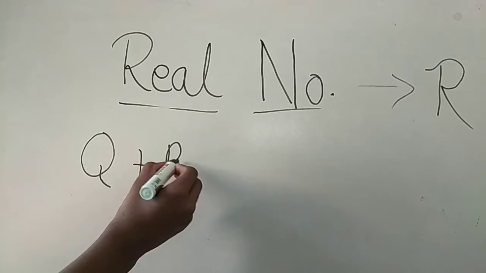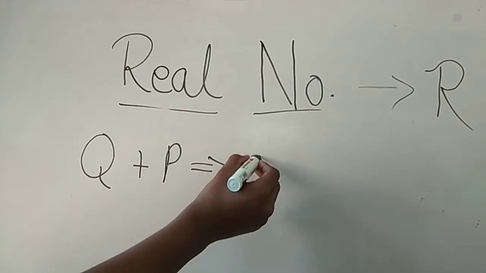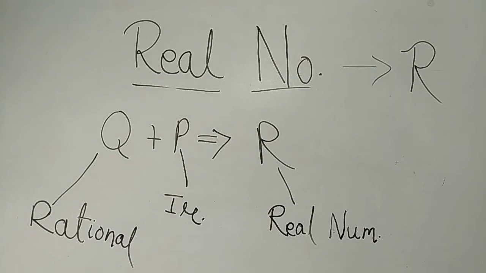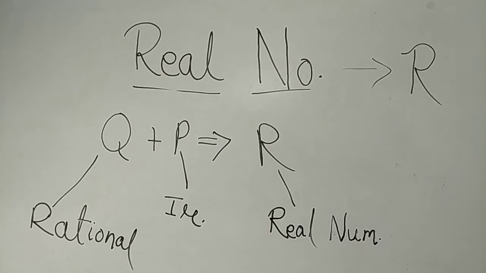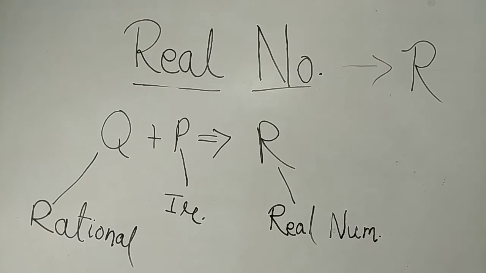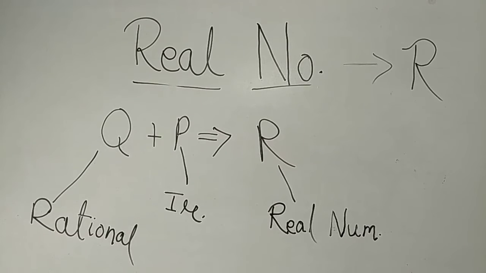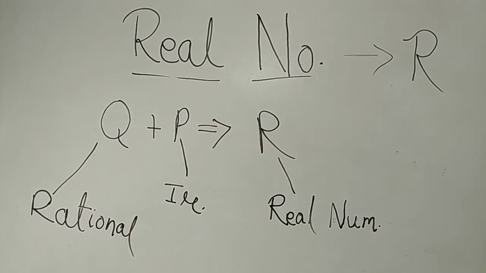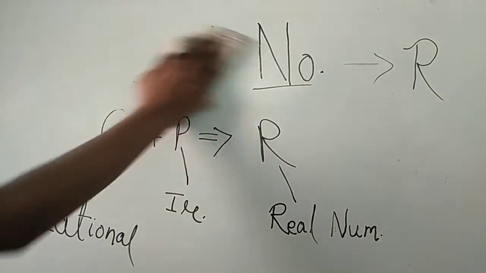Now let's move on. We get real numbers. Now Q means rational numbers and P means irrational numbers. If we add rational and irrational, meaning Q and P, then it will be real numbers and is denoted by the capital letter R. This means that real numbers contain all the rational as well as irrational numbers. It means they contain all the numbers in the world. Understand? These are the most numerous numbers.